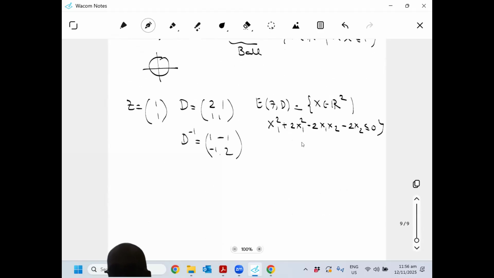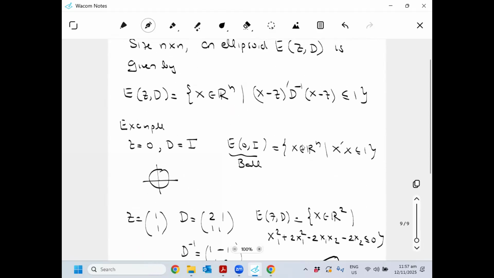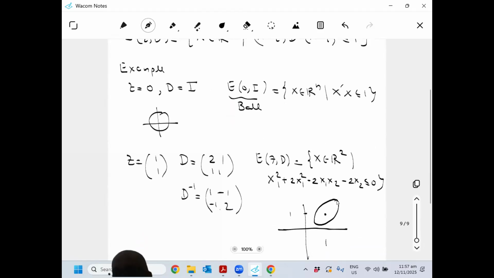This is an ellipse, or ellipsoid more generally, where the center is (1, 1). If you plot it, it looks something like this. It's something which is tilted. So basically this matrix D does essentially a rotation, and z is the translation: the center is translation, D is rotation. Depending on how the matrix D looks, it might be elongated in one direction, or shifted in some other direction. So matrix D defines this.